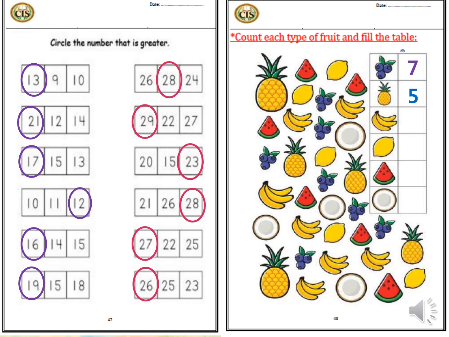Next fruit is banana. Let's count how many bananas. 1, 2, 3, 4, 5, 6, 7. So we have 7. Next fruit is lemon. Let's count how many lemons. 1, 2, 3, 4, 5. We have 5. Next fruit is watermelon. Let's count how many watermelons. 1, 2, 3, 4, 5, 6. So we have 6. Next fruit is coconut. Let's count them. 1, 2, 3, 4. So we have here 4.